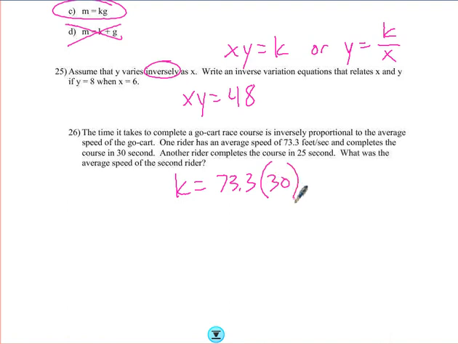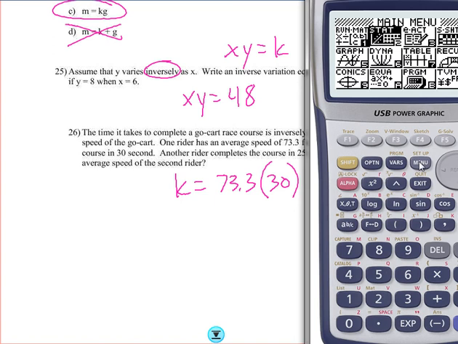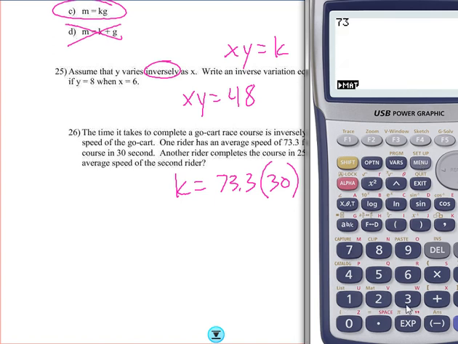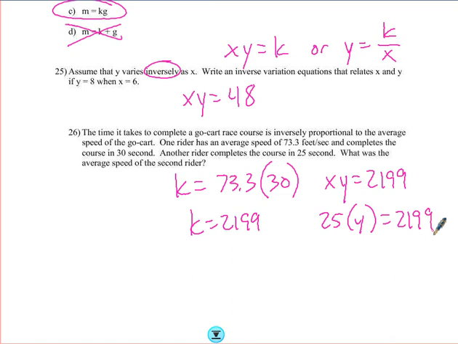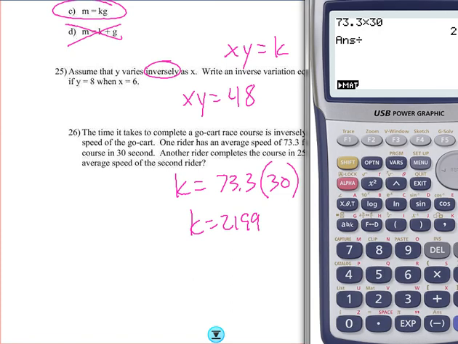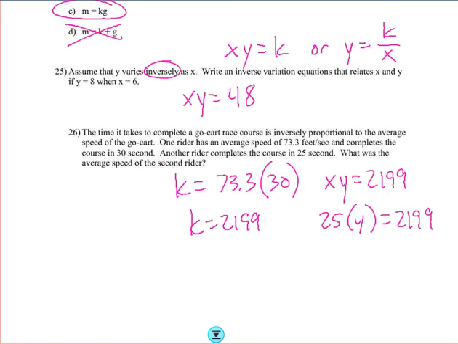So let's get our calculator back out. Multiply 73, go back to my menu, into run. 73.3 times 30 is 2,199. So our equation is now xy equals 2199. Here, I'm given 25 seconds. I want to know the feet per second. So that's the x. So 25y equals 2199. Back to my calculator again. Take that number, divide it by 25, and I get 87.96.